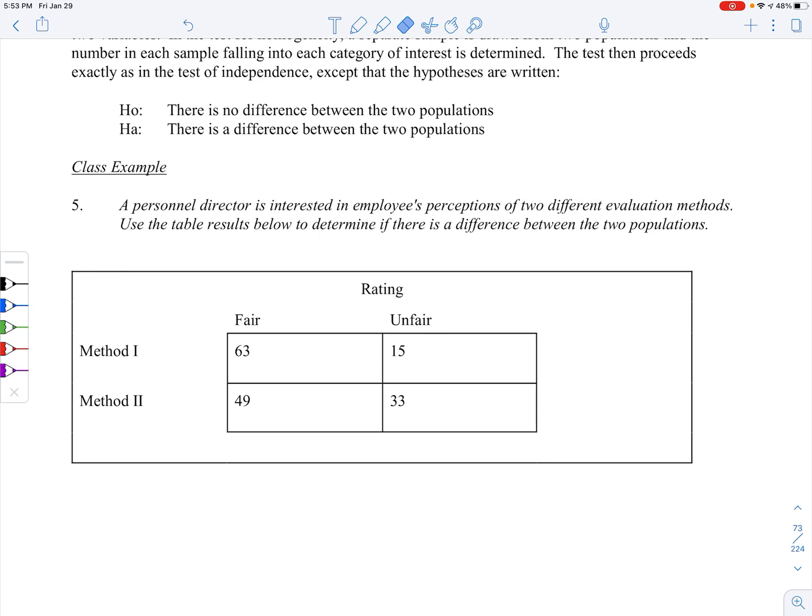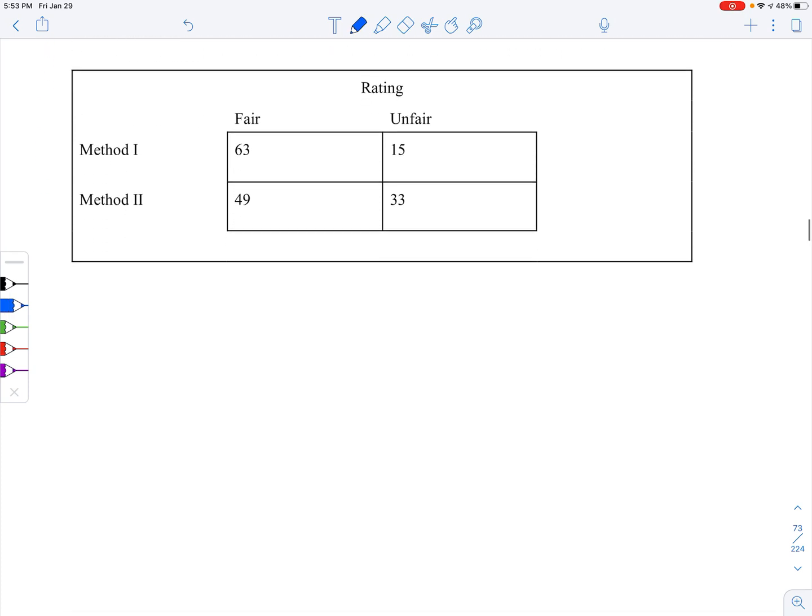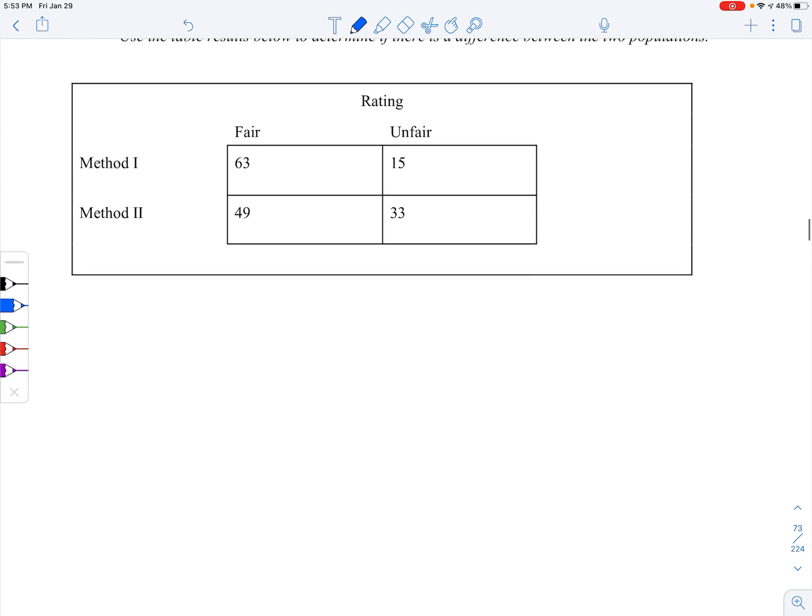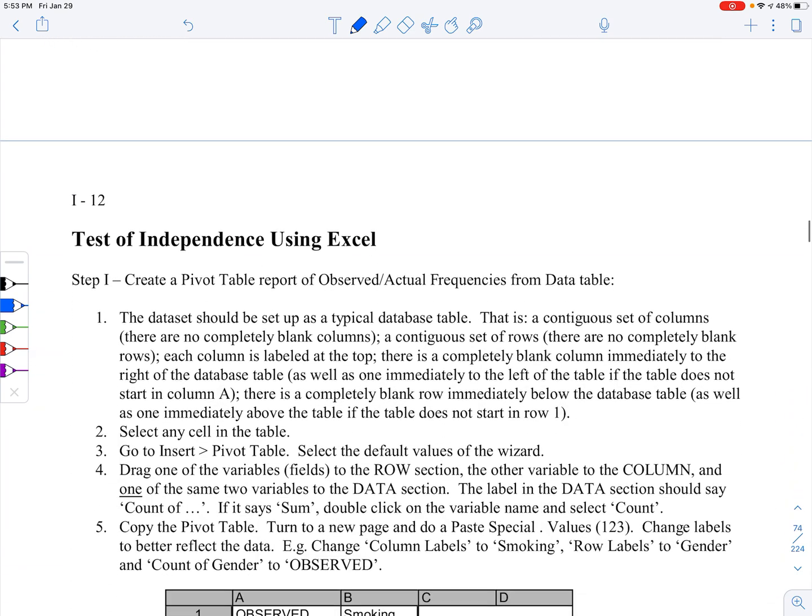And so let's go and actually do that one. Actually, I'm not going to do that one. I'm going to leave that one for homework. We've got another couple of problems to work through here, so I want you to do that one. Set up the H0, the HA, and work through this just like it was a test of independence.